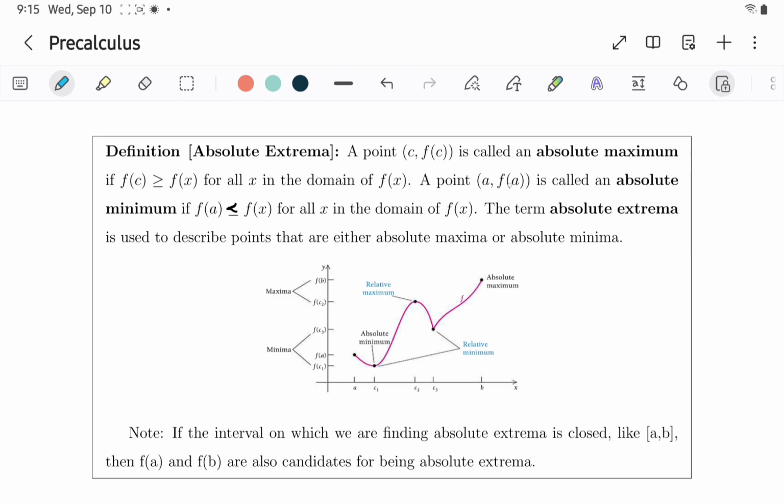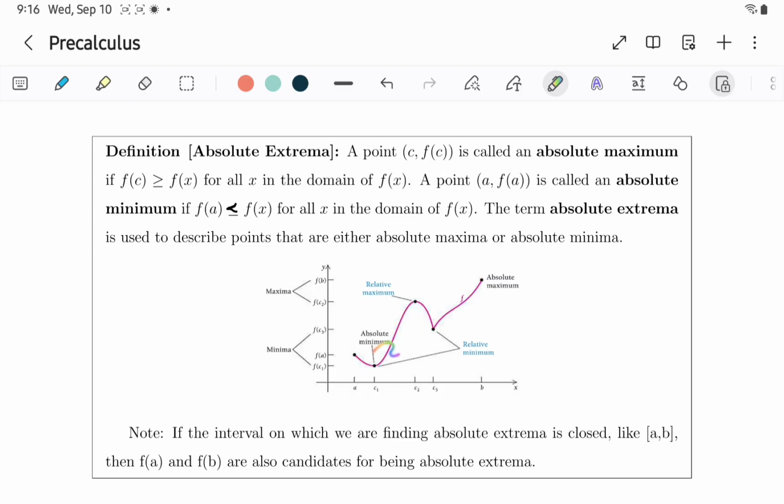And we say that a point a, f of a is an absolute minimum if f of a is less than or equal to f of x for all x in the domain of f of x. And there was a typo in the notes. So in the uploaded notes document, this inequality points in the wrong direction. So I have fixed that here in the filled-in lecture notes, but just be aware that that inequality is supposed to be reversed in the definition of absolute minimum. And again, we use the term absolute extrema in general to describe points that are either an absolute max or an absolute min.